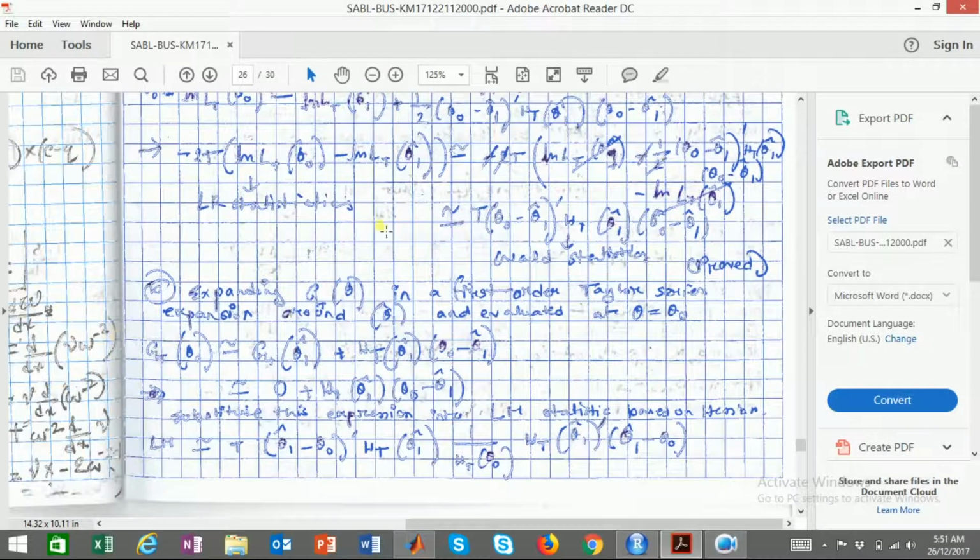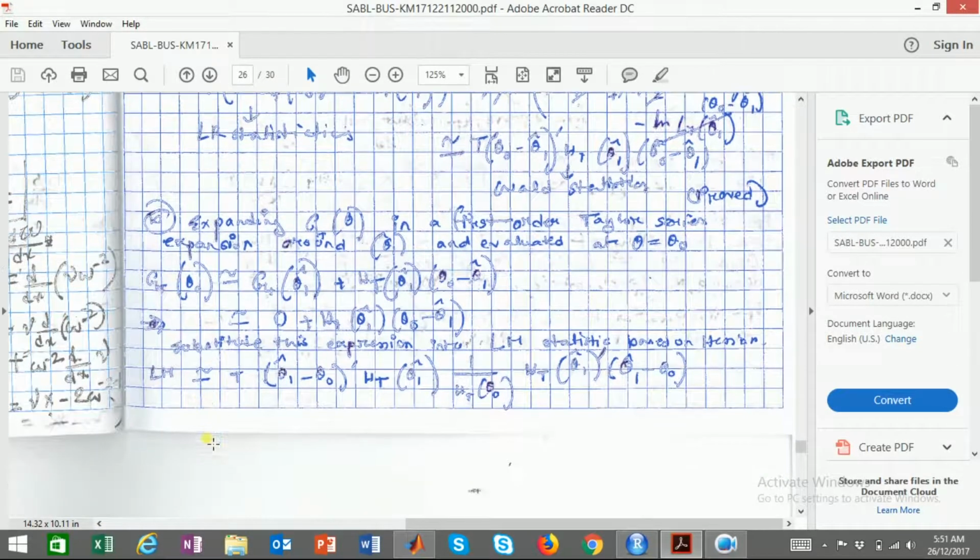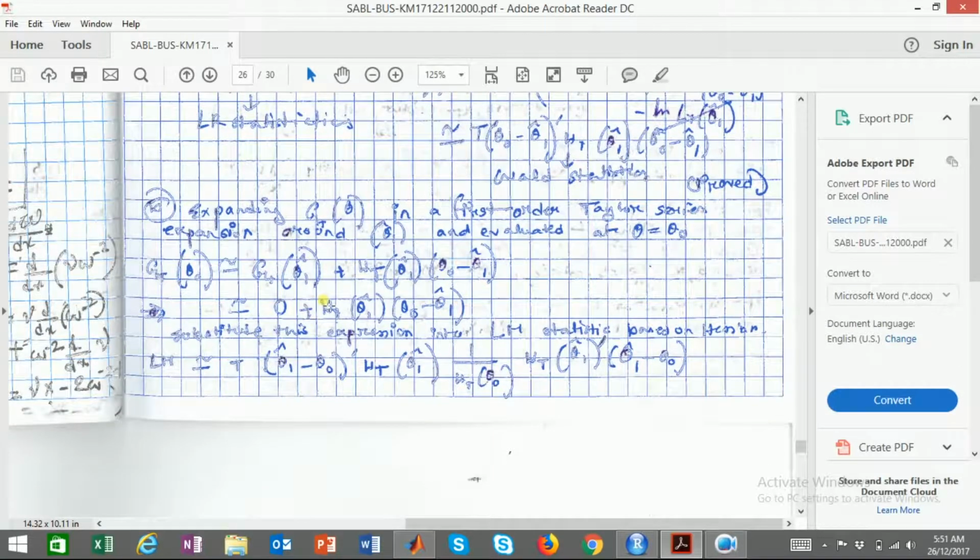Expanding the gradient in a first order Taylor series, we have theta naught equal to the gradient portion at theta 1 plus the Hessian, where the unrestricted gradient at theta 1 is 0. We're left with the Hessian portion. Substituting this expression into the Lagrange multiplier test, what do we have? The Lagrange multiplier is T times theta 1 minus theta naught, and in between you have the Hessian.